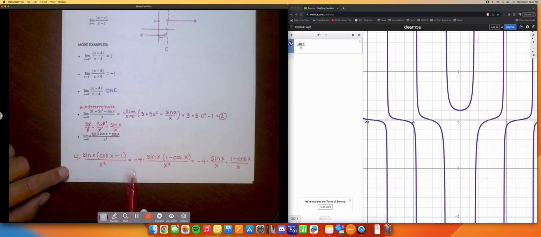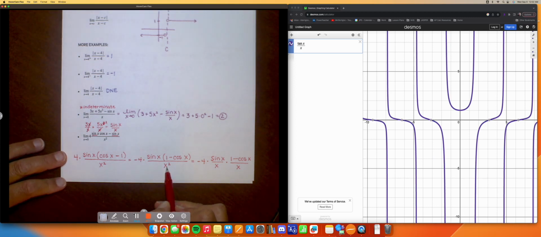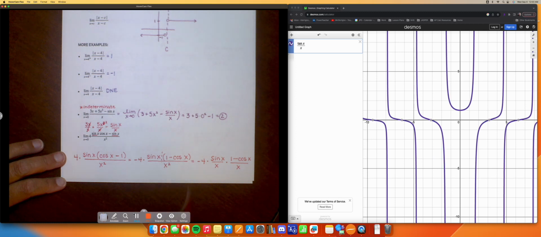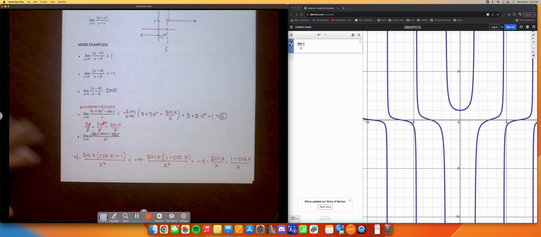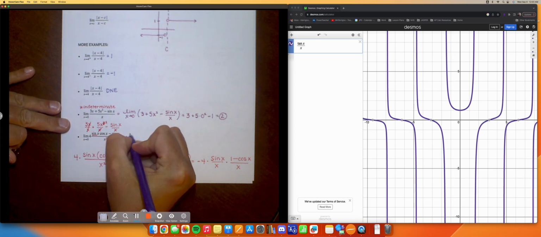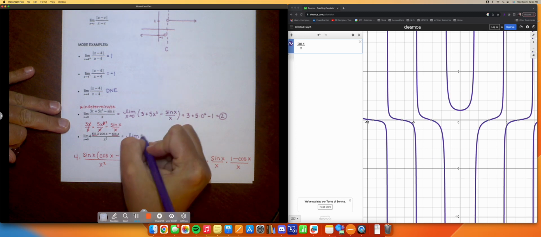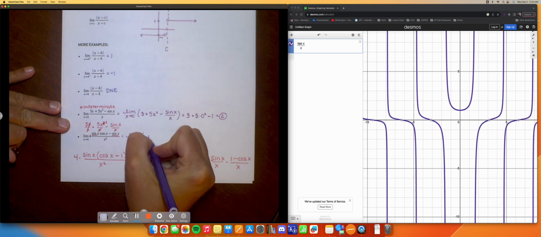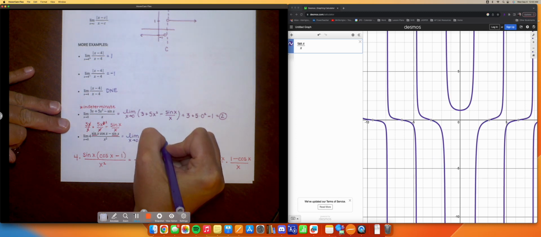Okay? And then what I did is I said, well, there's actually 2 x's down here. So I do want to split this into 2 expressions. But I'm going to put 1 x here and 1 x here. And that's what you see me doing here. I have a sine of x over x and a 1 minus cosine x over x. Okay? And if you put those back together, you would get your x squared back. So now, I can technically say that this limit up here is equal to the limit of this new expression. So limit as x approaches 0 of negative 4 times sine x over x.